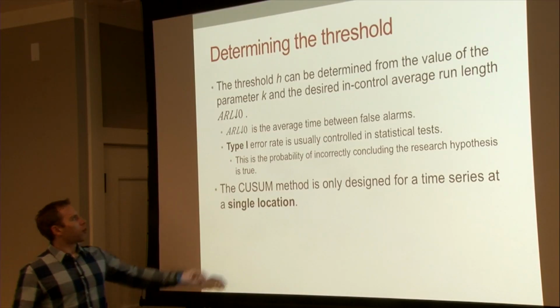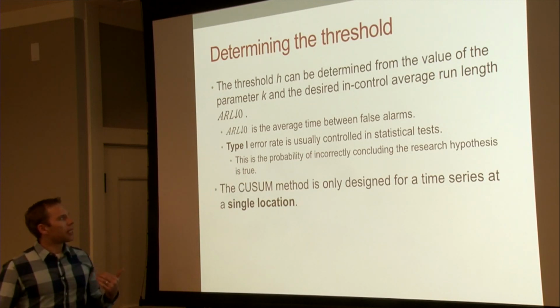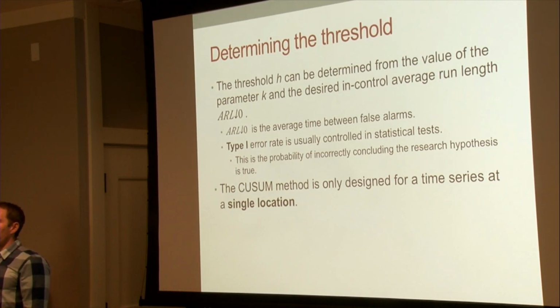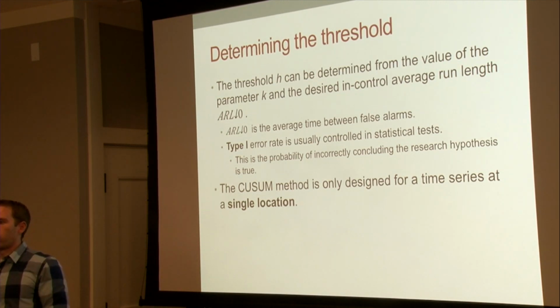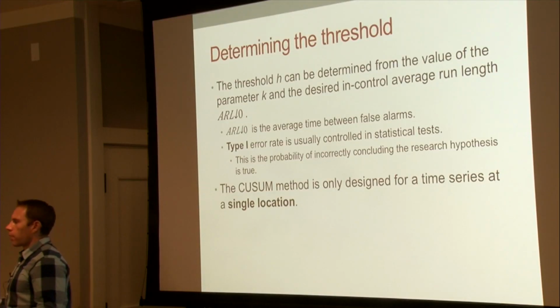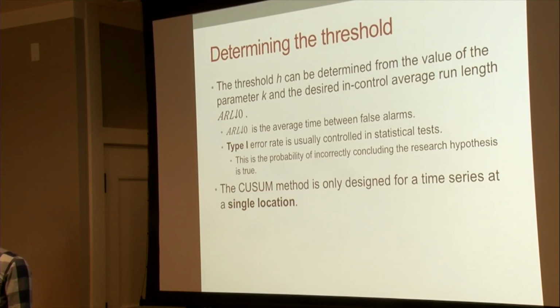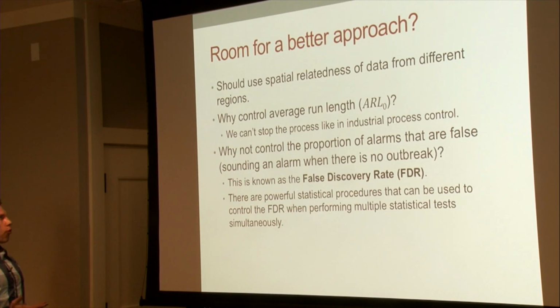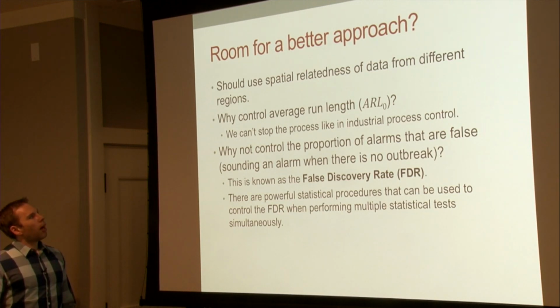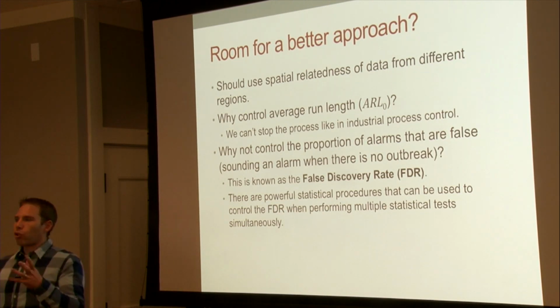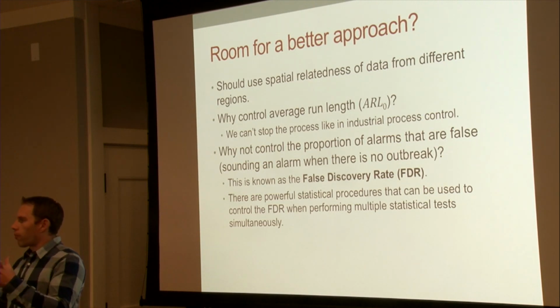In general, in statistics, we control something called the type 1 error rate, which is the probability that if the data is actually from the null distribution, if there's nothing going on, we make the wrong conclusion and say there is. Okay, so that's what we usually control in statistics. And then another thing about this method is it's only for observations recorded at a single location, where a lot of times when we're talking about disease outbreaks, we're looking at geographic regions, right? So this begs the question, is there room for a better approach? So talking with Sesha about things, and based on his research, we said we definitely need to use the spatial relatedness of nearby regions. We need to pool the information in some way.